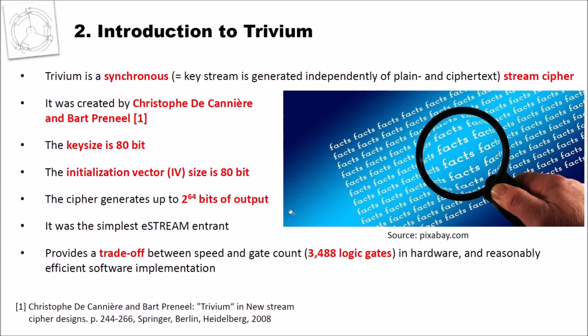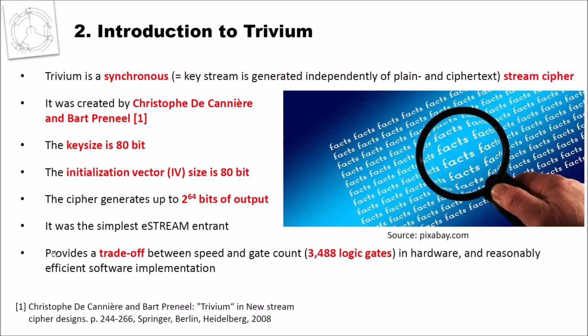What is Trivium? Trivium is a synchronous stream cipher. Synchronous here means that the key stream is generated independently of plain and ciphertext. It was created by Christophe De Cannière and Bart Preneel. The key size of Trivium is 80-bit. And Trivium has an initialization vector as an input that also has a size of 80-bit. And the cipher generates up to 2 to the power of 64 bits of output. And it was the simplest eSTREAM entrant.